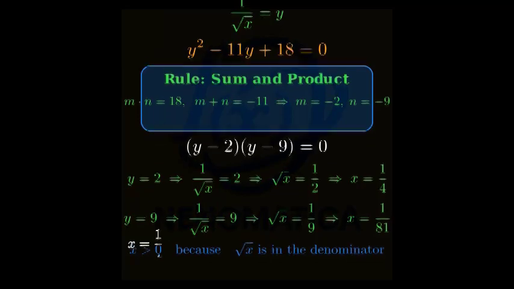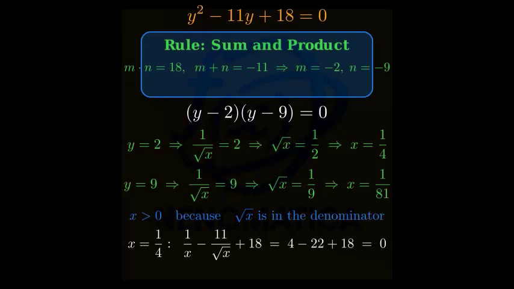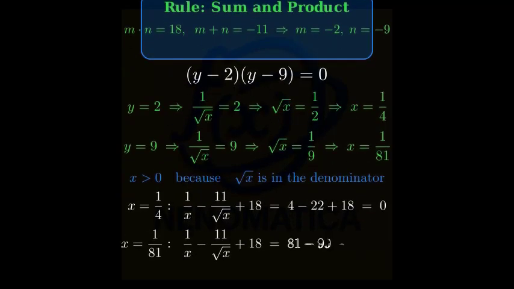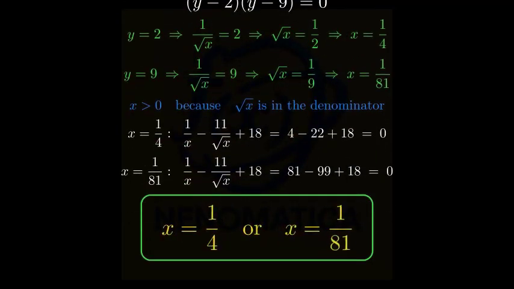Quick check. For x equals 1/4, 1 over x minus 11 over root x plus 18 becomes 4 minus 22 plus 18, which is 0. For x equals 1 over 81, 1 over x minus 11 over root x plus 18 becomes 81 minus 99 plus 18, which is 0. Therefore, the solutions are x equals 1/4 and x equals 1 over 81.